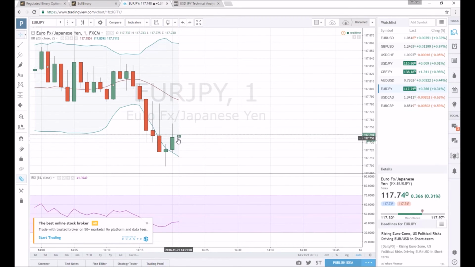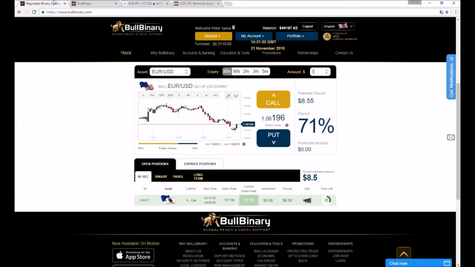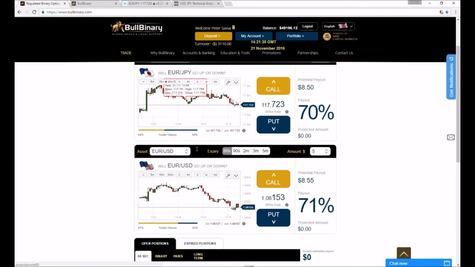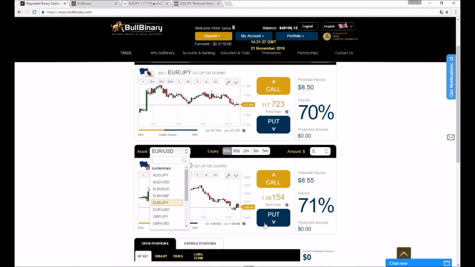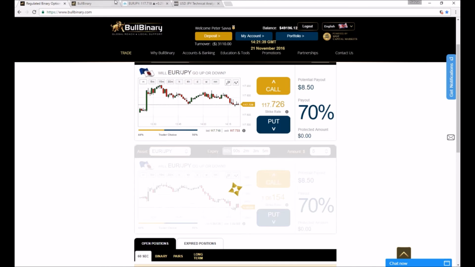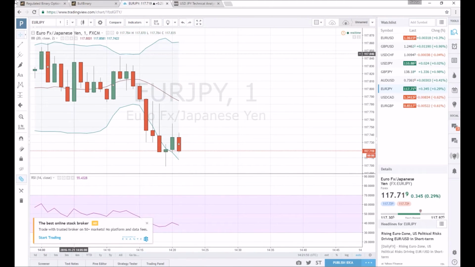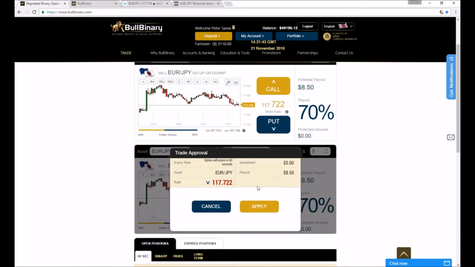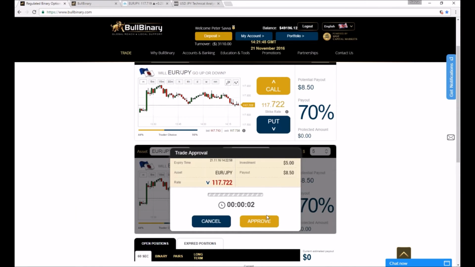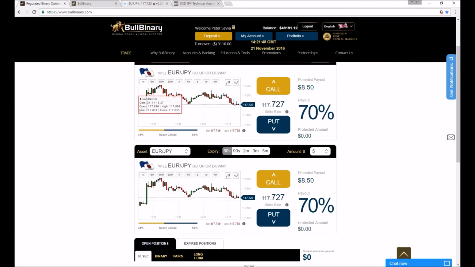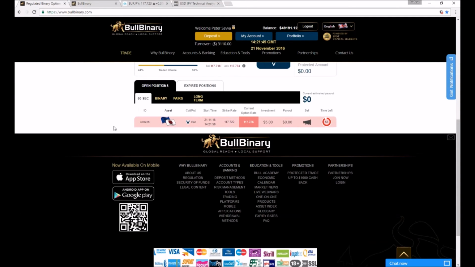So for the next 2 or 3 candlesticks, we should see green candlesticks if the market keeps on going high. But right now, as you can see, the market dropped, so the trend is still there. To follow the trend, I can go to Euro JPY on 60 seconds, select a put option. As you can see, it's still going down. We select the put option, apply, and approve. That's how we can confirm a trend in the market and how we can trade a trend.